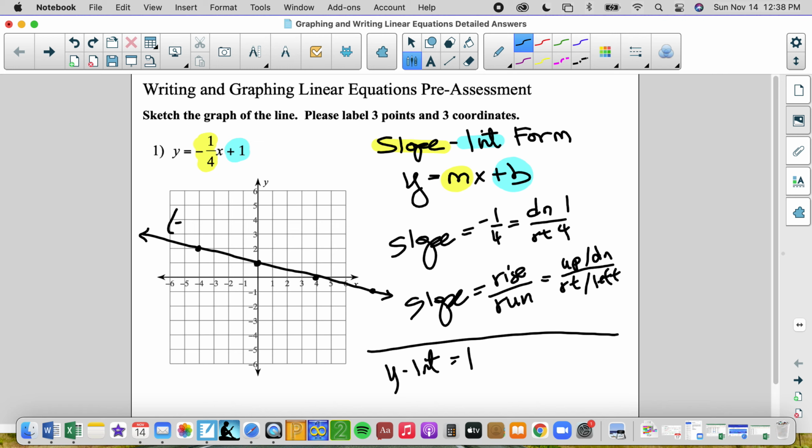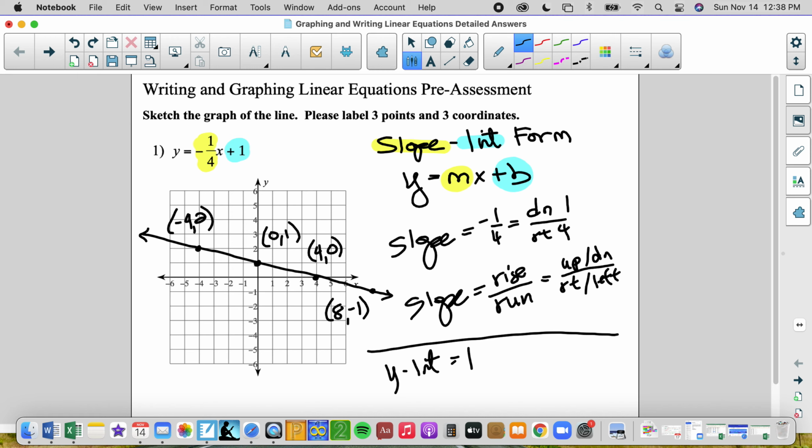So this point is -4, 2. Remember, it goes x coordinate, y coordinate. This is 0, 1. This is going to be 4, 0. And this point is going to be 8, -1. And that's how we would do that problem.